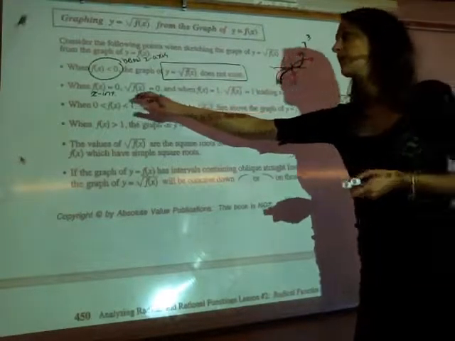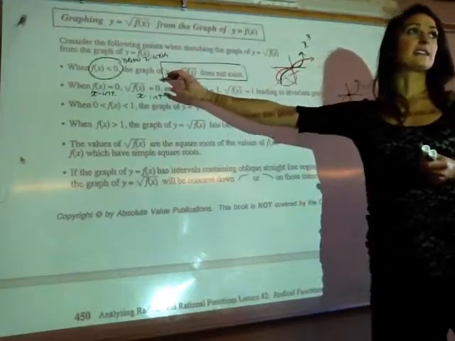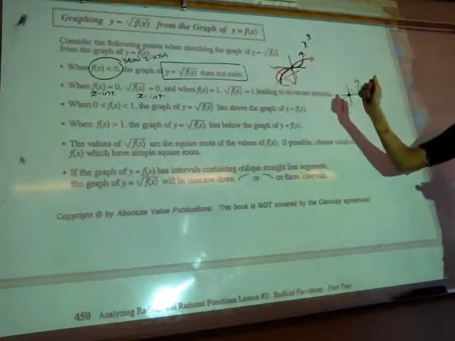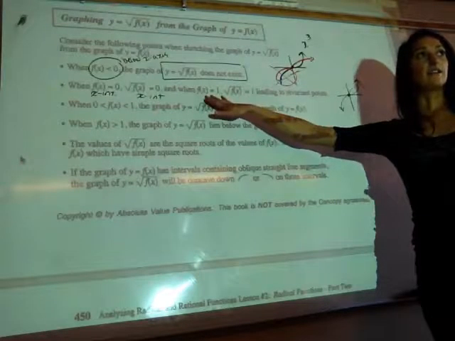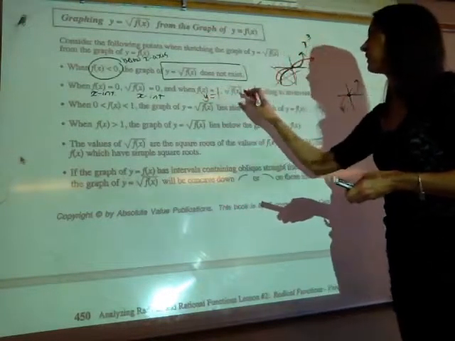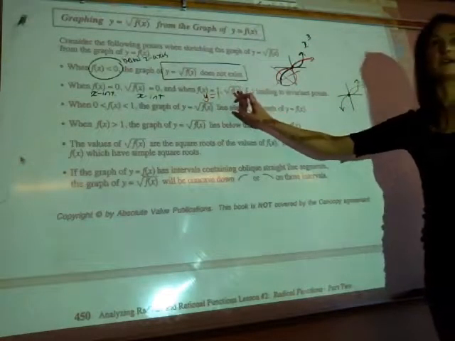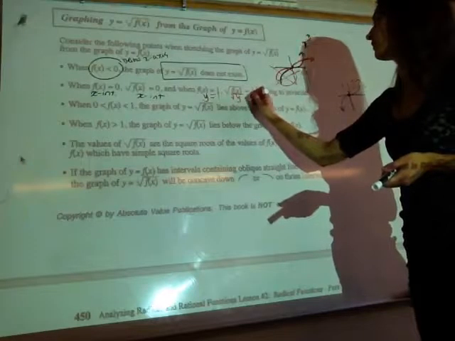Okay, so this is saying when f of x is equal to 0, you take the radical function and you will have that same x-intercept, and we call those invariant points. Similarly, when the original graph is equal to 1, so when y equals 1, the square root of 1 is 1. So again, we have 1.